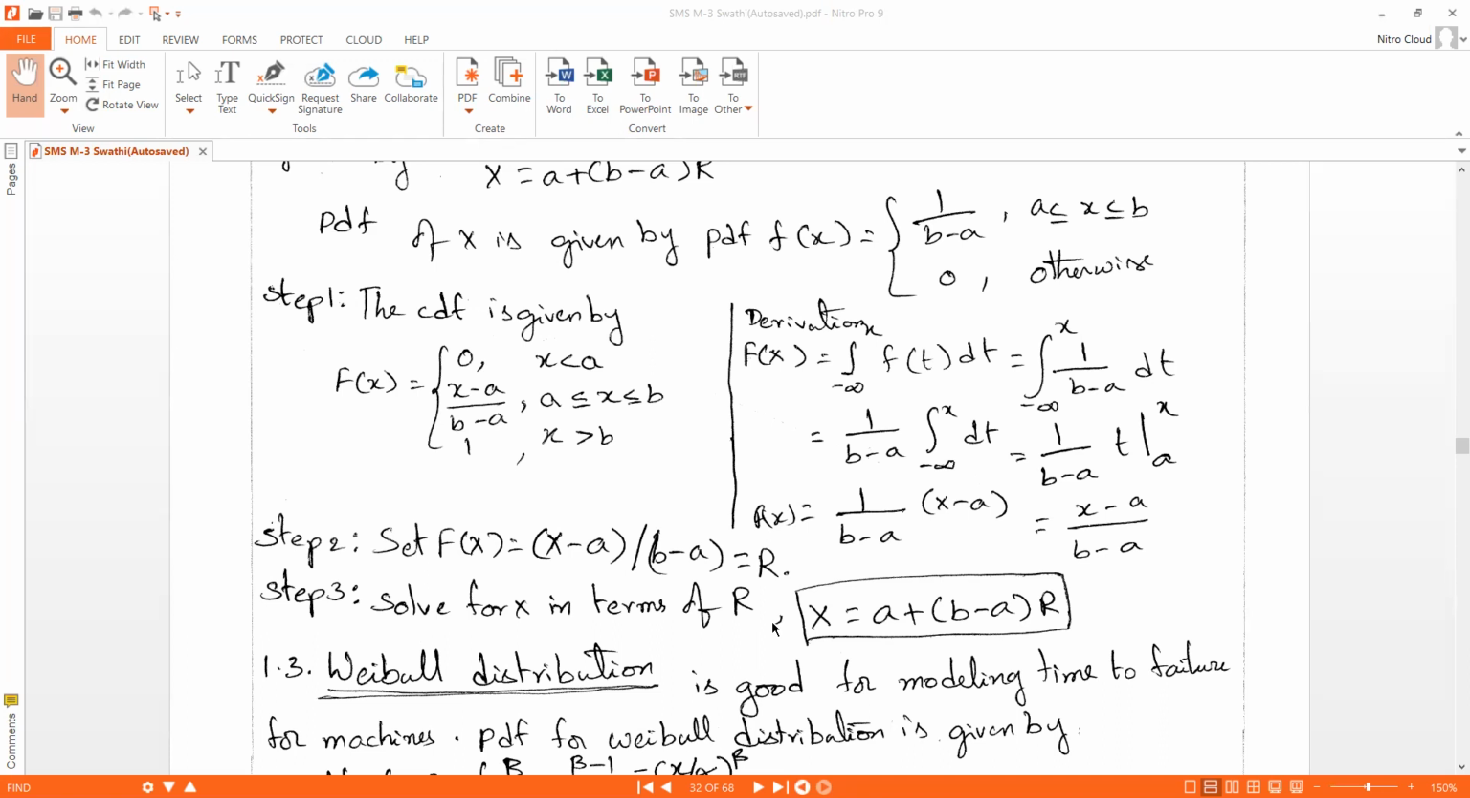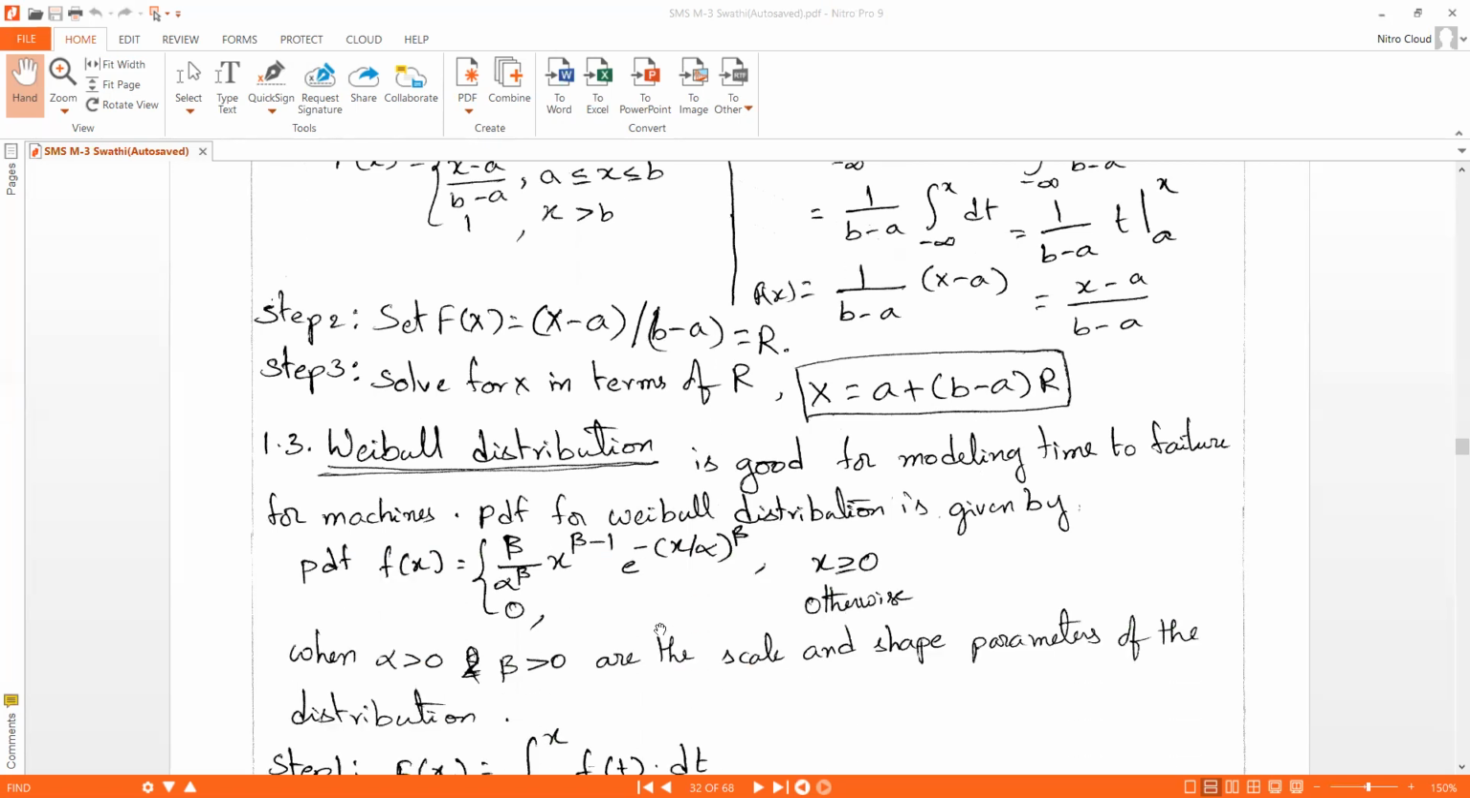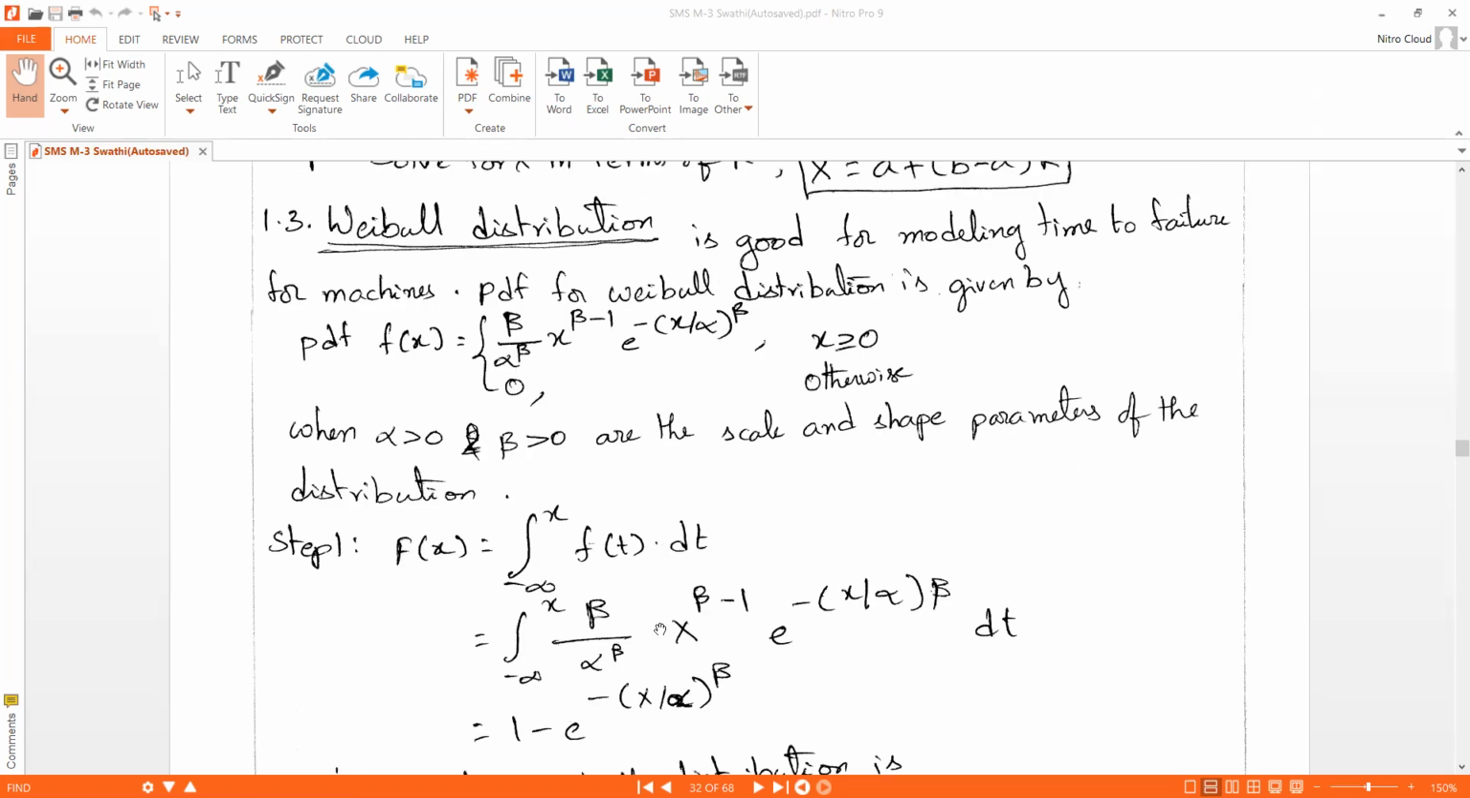So if you write x in terms of r, we'll get x equal to a plus (b minus a) into r. That is the uniform distribution. Next, we'll see the Weibull distribution.